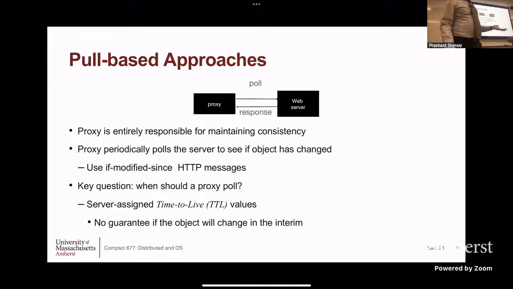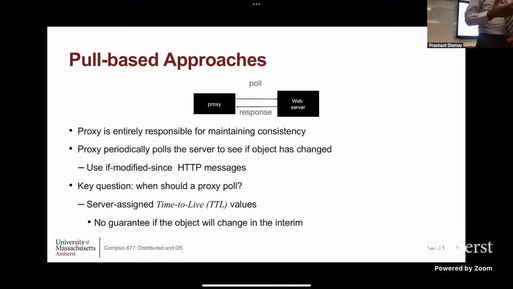So you can simply use an IMS HTTP message to keep polling. It's a type of poll. It says, tell me if it has changed. If it has changed, you are also asking for the new version of the page, clearly. And if it doesn't change, then you just get a null, so you know that whatever is in the cache is current. So you can implement a pull-based approach using simple HTTP.